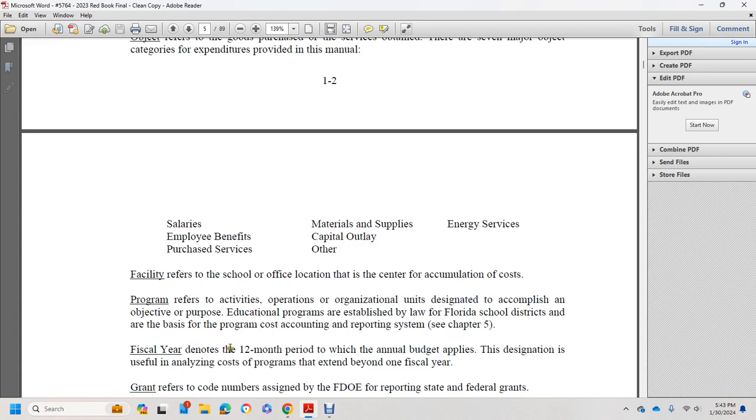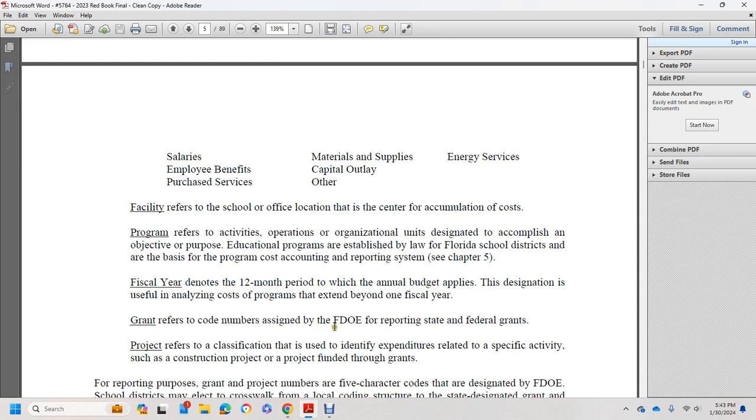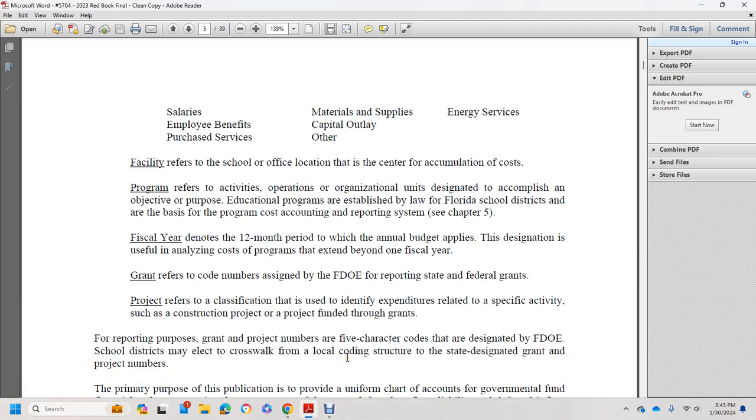See Chapter 5. Fiscal year denotes the 12-month period to which the annual budget applies, a designation that is useful when analyzing costs for a program extended beyond one fiscal year. Each grant refers to the code number associated with the Florida Department of Education for reporting state and federal grants. Project refers to the classification that identifies the expenditures related to the specific activities of a project funded through the government.